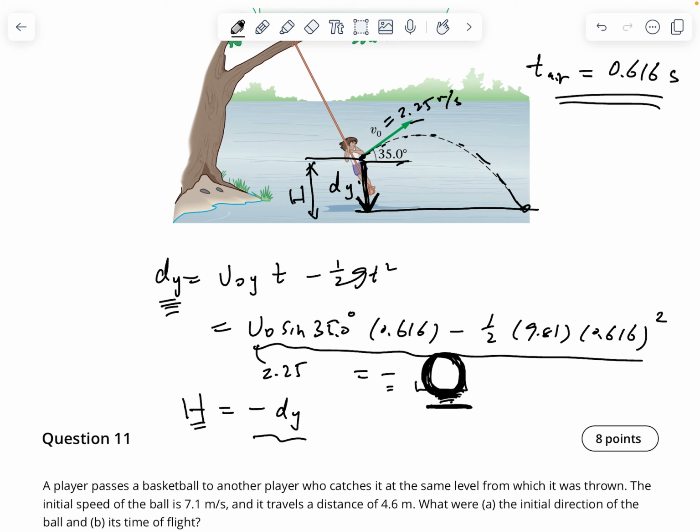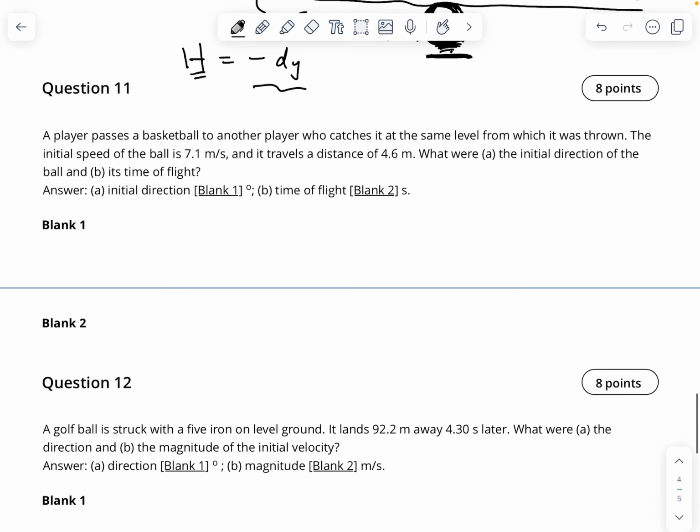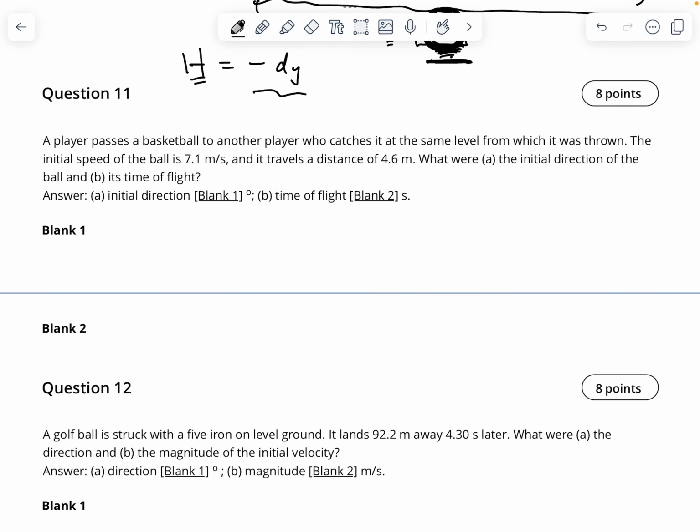All right, number 11. A player passes a basketball to another player who catches it at the same level from which it was thrown. The initial speed of the ball is 7.1 meters per second, and it travels a distance of 4.6 meters, so dx equals this. A, what was the initial direction of the ball? And B, what is the time of flight?